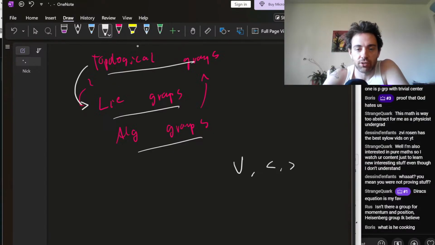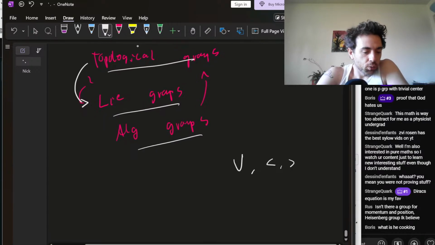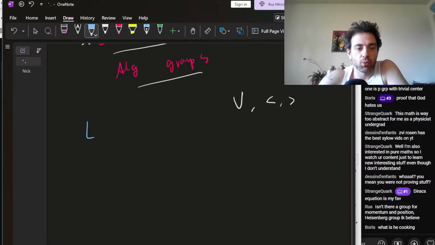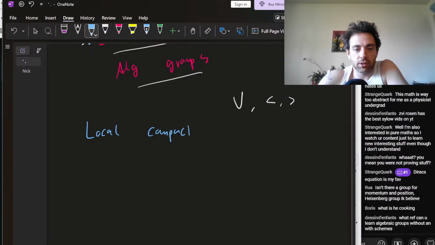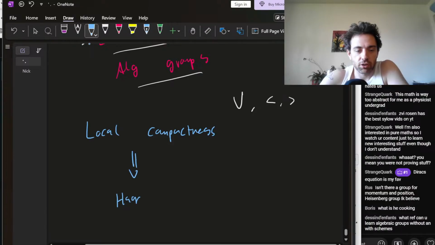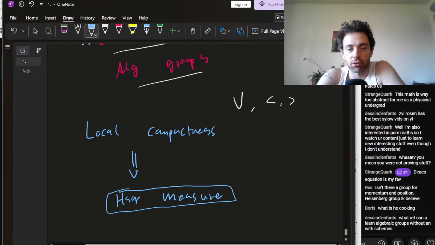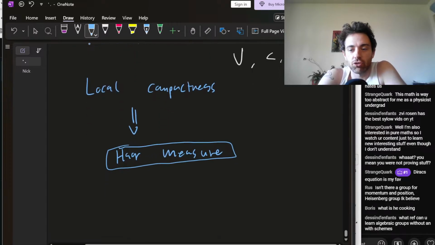Hausdorffness is a pretty benign assumption. Where things maybe get interesting is local compactness, right? Why do we care about local compactness? The point is, local compactness, as you know, implies the existence of a Haar measure, a sort of God-given measure. He might hate us, but not so much that he doesn't want us to be able to do calculus on groups.